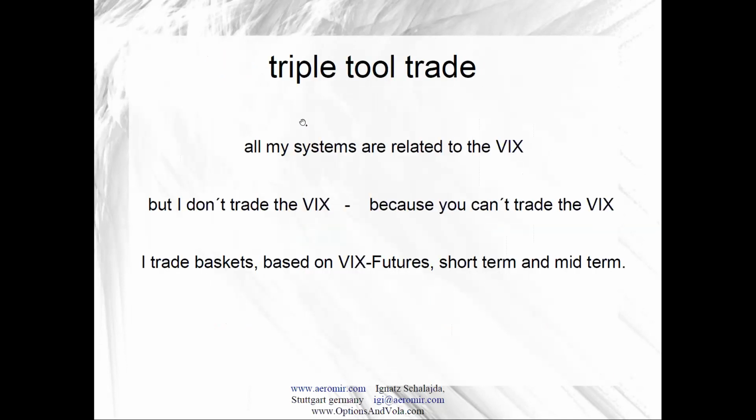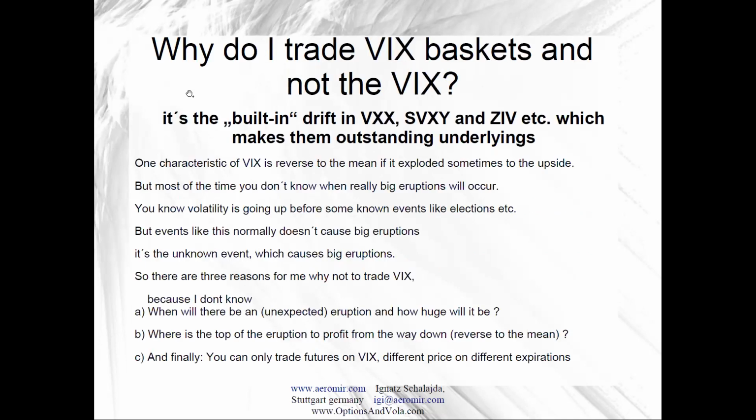So all my systems are related to the VIX, but I don't trade the VIX because you can't trade the VIX. I will explain it in 1 minute. I trade baskets based on VIX futures, short-term and mid-term. Why do I trade VIX baskets and not the VIX? Here, the conclusion is just at the beginning. It's the built-in drift in the VXX, SVXY and so on, which makes them an outstanding underlying.